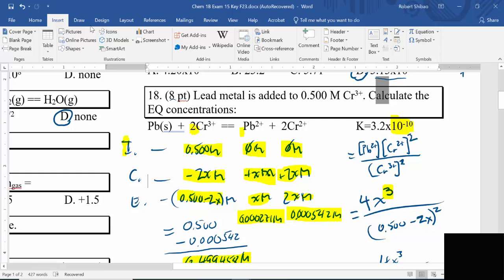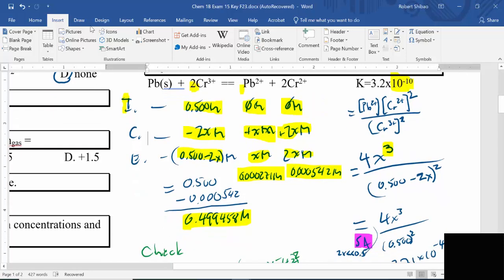We're allowed 2 sig figs, but I usually carry at least one extra to minimize rounding error. The lead concentration is x, so that's 2.71 times 10 to the minus 4, or 0.000271 molar. The chromium concentration is double it, so 2 times that is 0.000542 molar. And then the chromium-3 concentration is 0.500 minus 2x, which is 0.000542, which gives me 0.499458. The reason I'm carrying extra digits here is because I want to check my equilibrium concentrations.